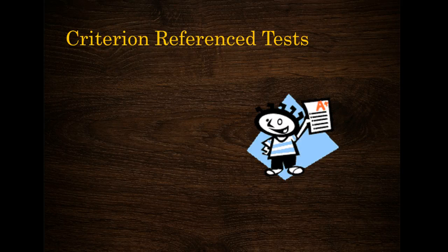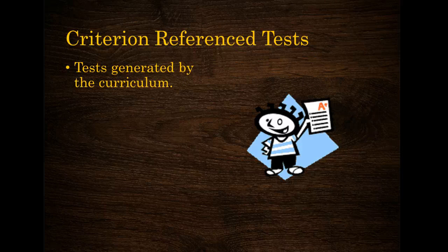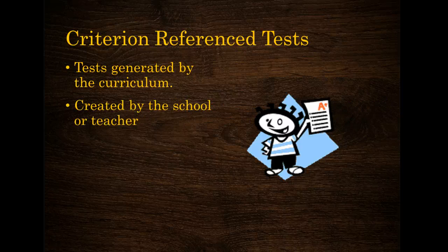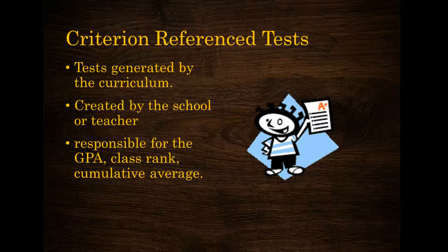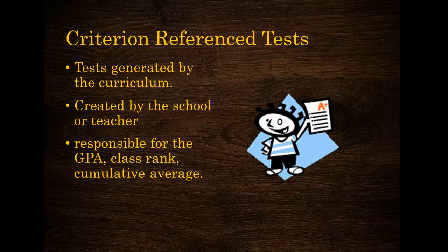Criterion reference tests are not standardized. They're generated by the curriculum. The test that you're about to take between June 5th and June 9th is a criterion reference test. It's based on the course of study for this class that's online. It's generated by the teacher, and it's how you get your CUME, your GPA, class rank, etc. So they're equally as important as a standardized test, but they are not standardized, and your score is not compared to anyone else's.